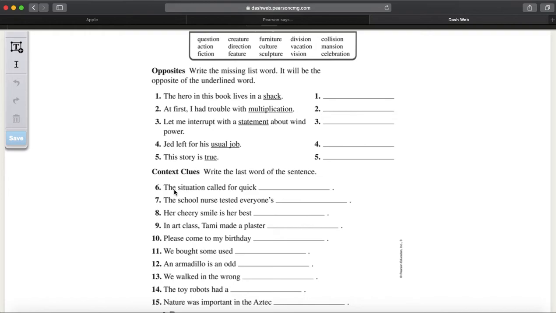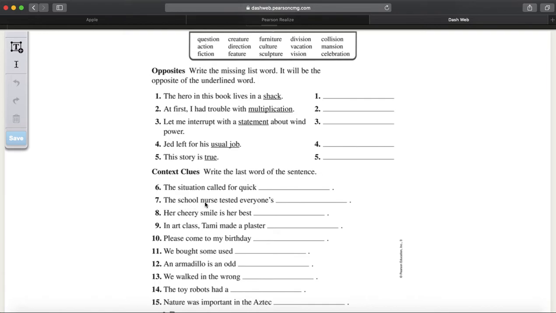Okay, number 6. The situation called for a quick. Now here what should we do? We should continue the sentence. The situation is something that happened in the moment. The situation called for a quick what? Something happened and you need to do something. You need to do an action. You need to hurry up and do something. So this is called a quick action. The situation called for a quick action.